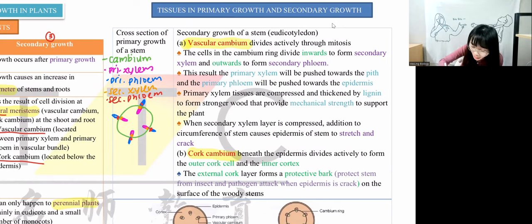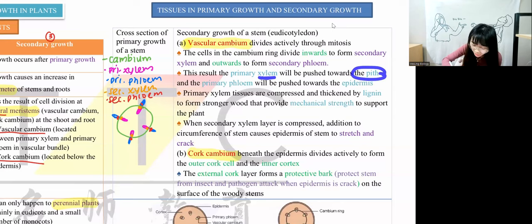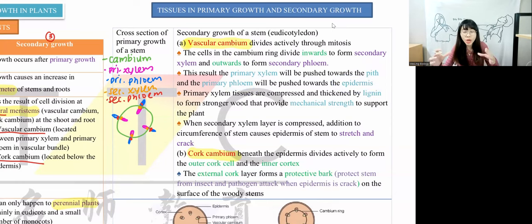They say that the cambium ring divides to form secondary xylem. Outside is secondary phloem, the one that we drew just now. Xylem, the pink color, is pushed towards the pith. Make sense? Phloem, the blue color one, will be pushed towards the epidermis because they are growing laterally. They are growing laterally, right? The epidermis will be damaged. It will burst. It will be stretched and crack.